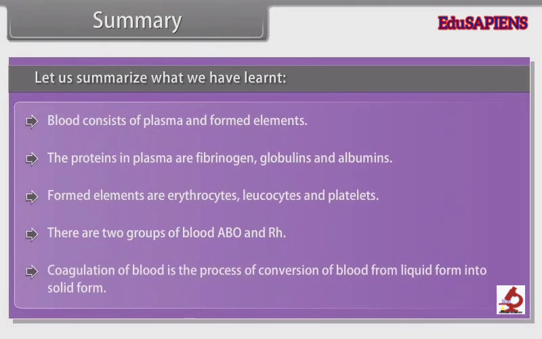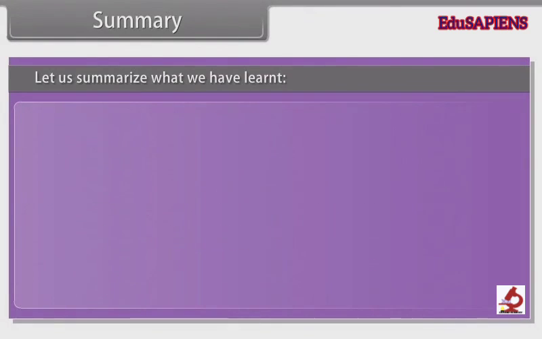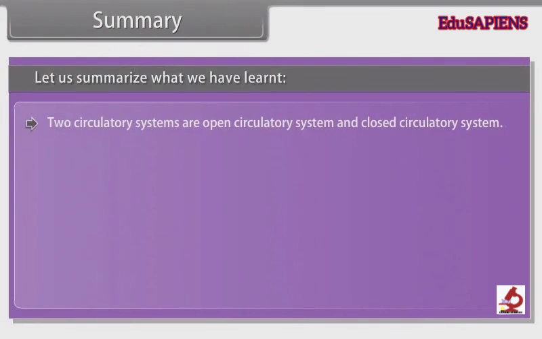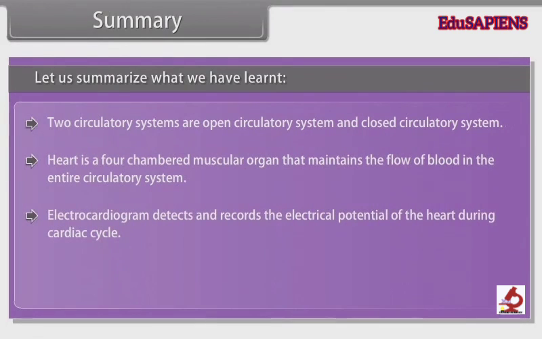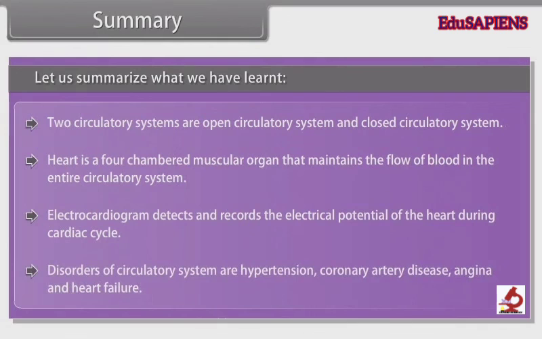Coagulation of blood is the process of conversion of blood from liquid form into solid form. Two circulatory systems are open circulatory system and closed circulatory system. Heart is a four-chambered muscular organ that maintains the flow of blood in the entire circulatory system. Electrocardiogram detects and records the electrical potential of the heart during cardiac cycle. Disorders of circulatory system are hypertension, coronary artery disease, angina, and heart failure.